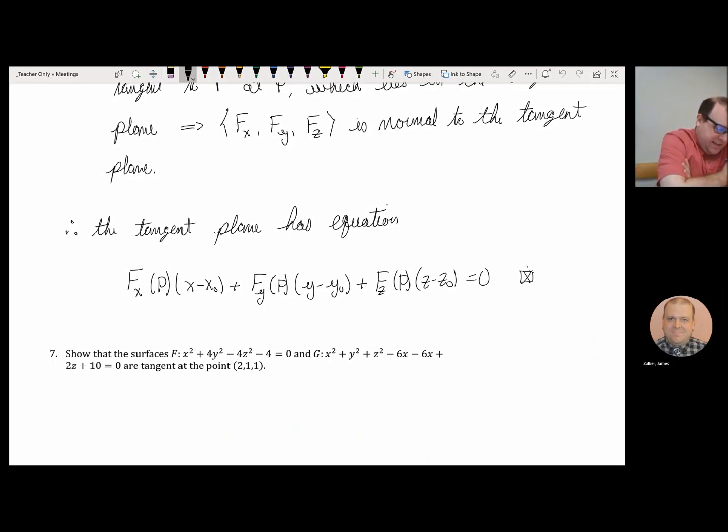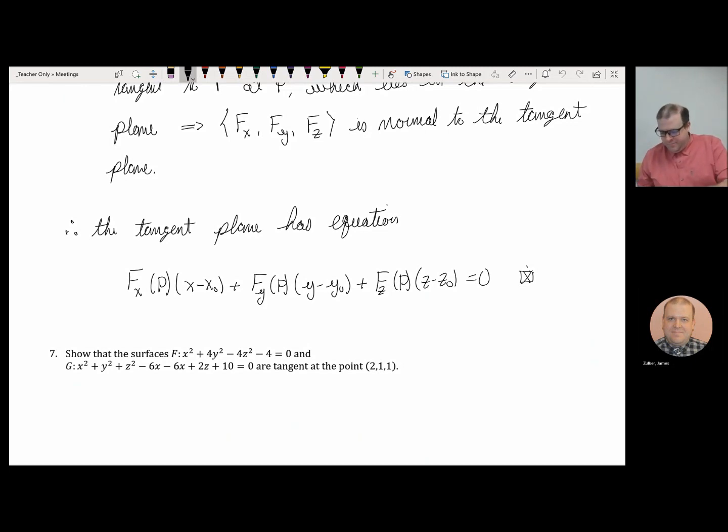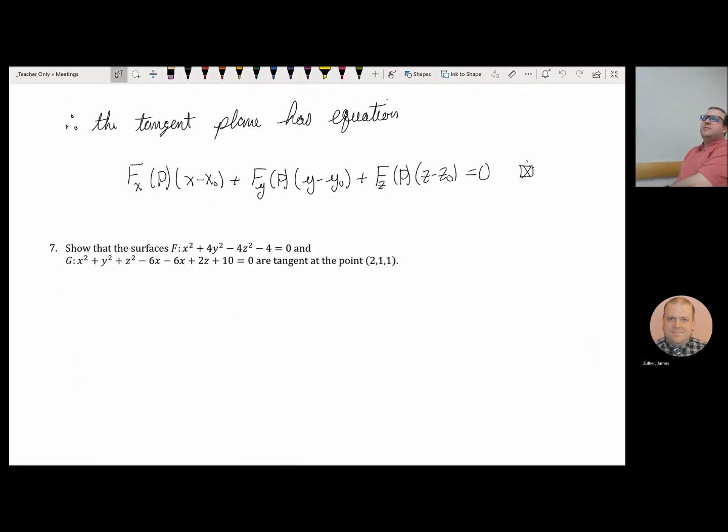I want to show that these two surfaces, F and G, are tangent at the point 2, 1, 1. Well, if the two surfaces are tangent at a point, wouldn't it mean that they have the exact same tangent plane at that point?